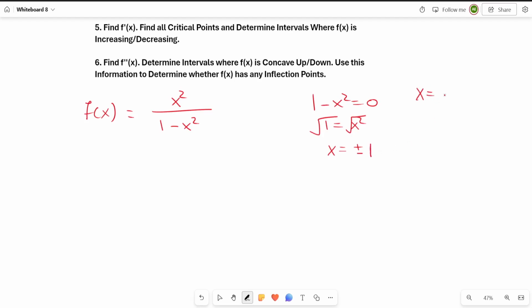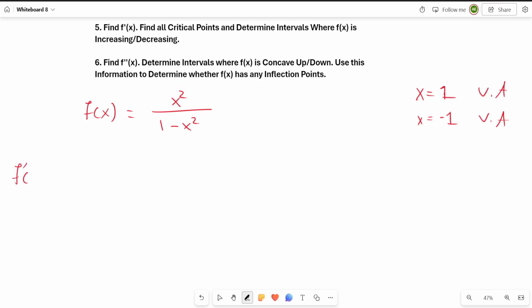So x equals 1 and x equals -1 are both going to be critical points, or points where my function is undefined. What are the natures of these points? Again, I can see that they will be vertical asymptotes. I do not have anything to cancel with on the numerator to make them holes. Okay, so I have two vertical asymptotes over here. Let's keep that in mind. Let's now do part 5. Let's try to find f dash of x.